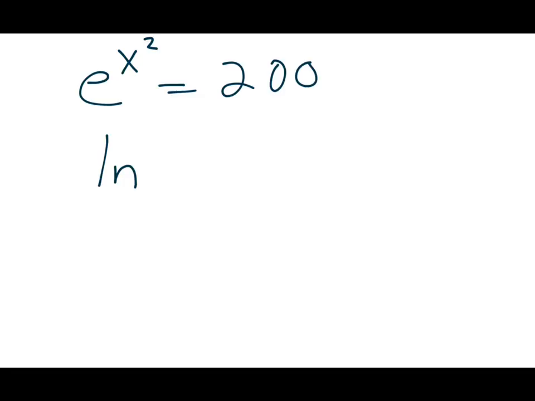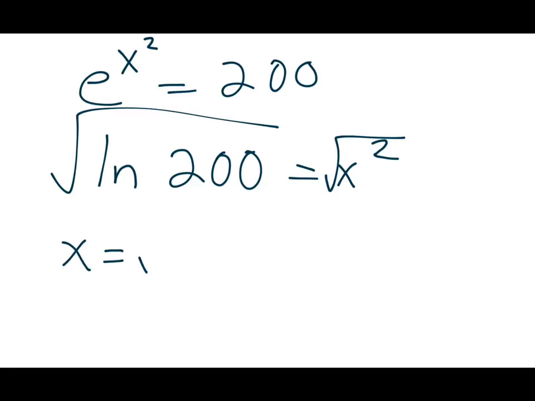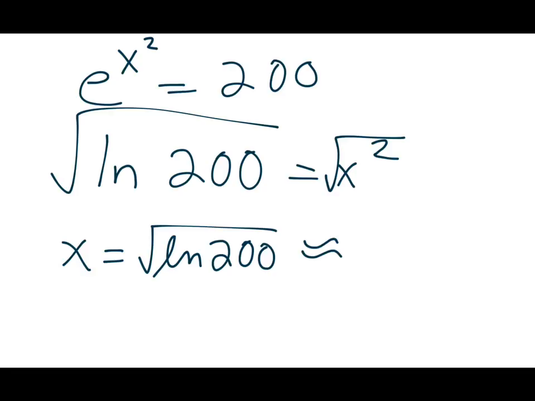Let's look at this one. e to the x squared equals 200. Okay, another exponential. If we put it in log form, this is going to be natural log, base e, of 200 equals x squared. Then to solve for x, we take the square root of both sides. So x is the square root of natural log of 200, which we put in the calculator, and we get approximately 2.302. Okay, that's another exponential.